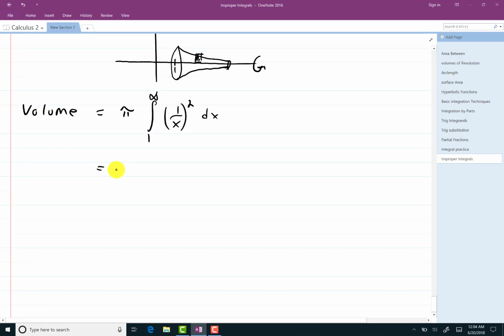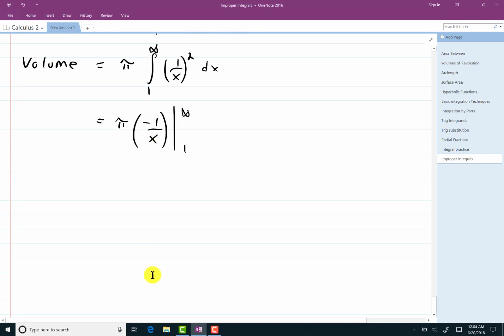Well, this equals pi. Now this is x to the negative 2, so this will be pi times negative 1 over x. And that will be going from 1 to infinity. And as always, the 1 is no big deal. This will be the limit. Since it's positive infinity, I'm going to make it a b, just to keep myself consistent. So pi over negative 1 over b. And then when I plug in the 1, I'll have plus pi.